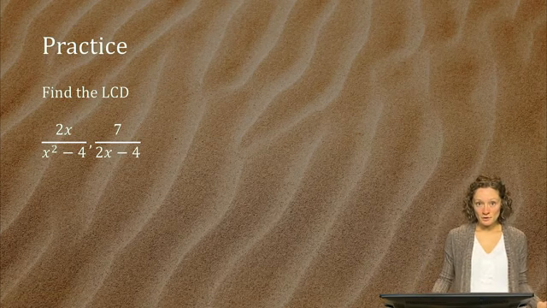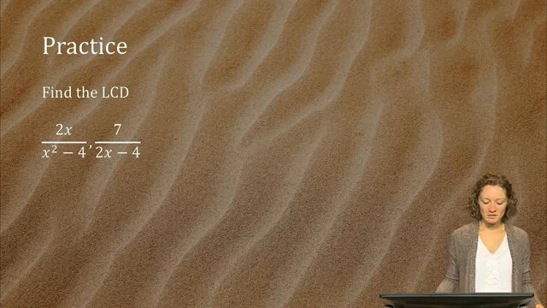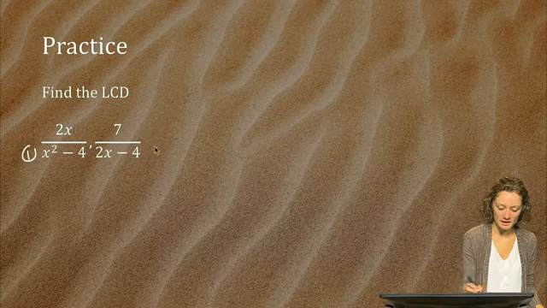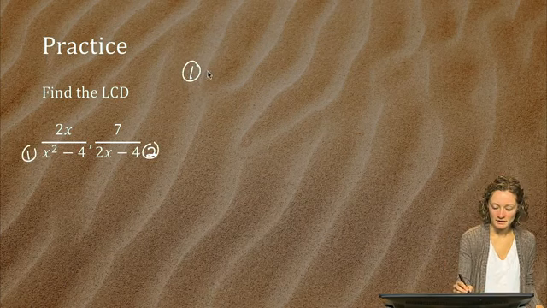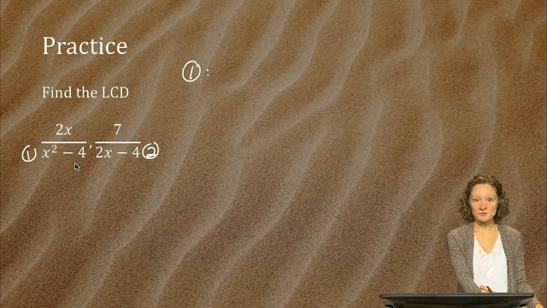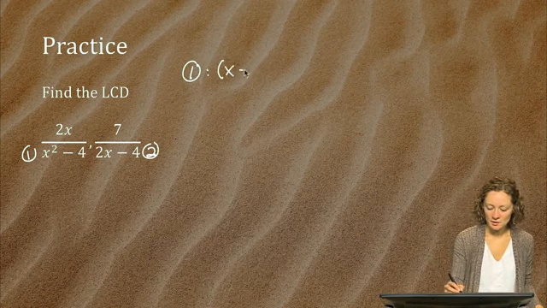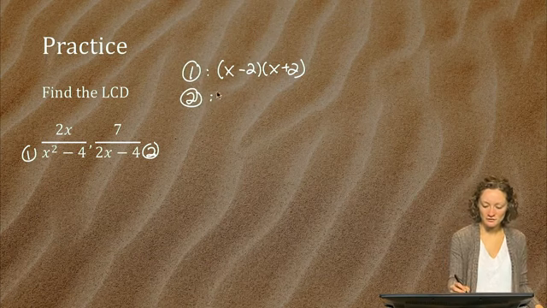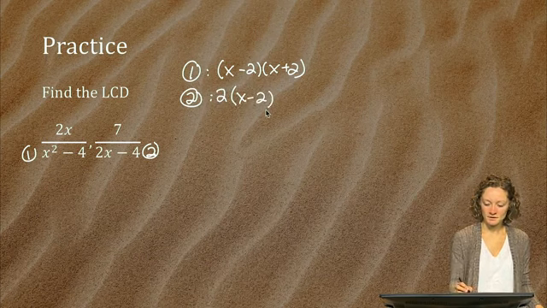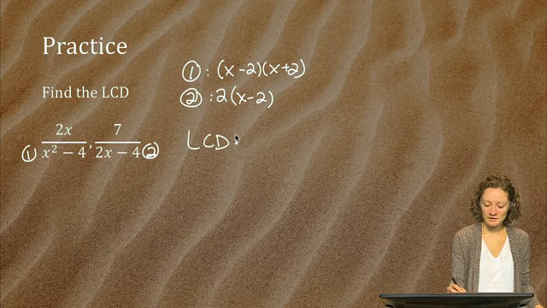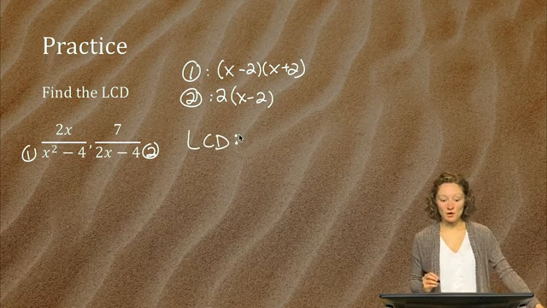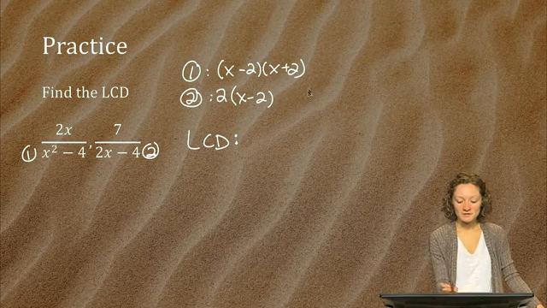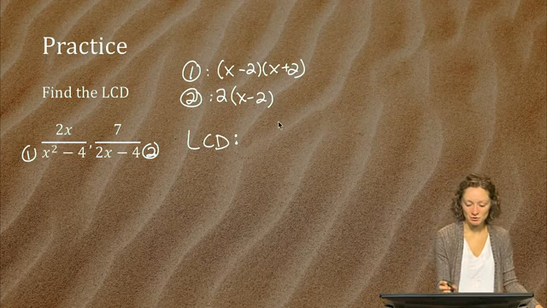We're only focused on denominators when we're looking for a least common denominator. So our first denominator, I'll again separate them. We have x squared minus 4. This factors to x minus 2, x plus 2. The second denominator has a greatest common factor of 2, and when we take that out, we're left with x minus 2. The least common denominator is the product of all the unique factors that we see sitting here in these two lists.